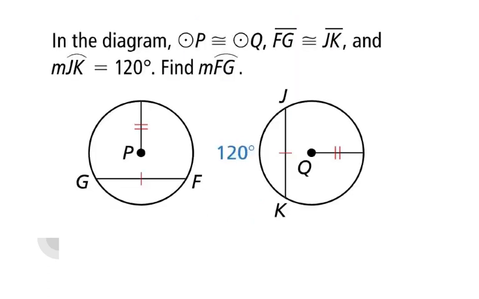All right, in this diagram we have two congruent circles. They're congruent because their radii are the same measure. We are told that their chords are also congruent, and that we know the measure of arc JK. We're asked to find the measure of FG. If you said that FG was 120 degrees, you are absolutely correct.